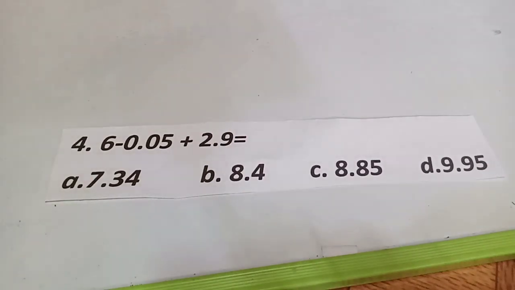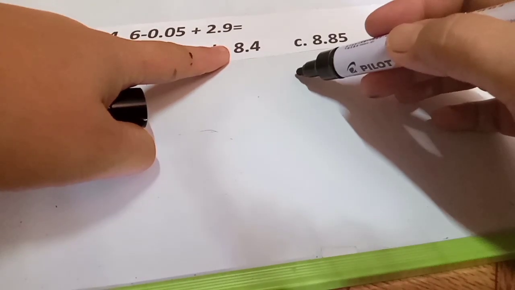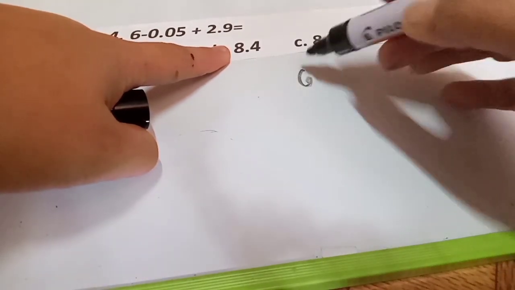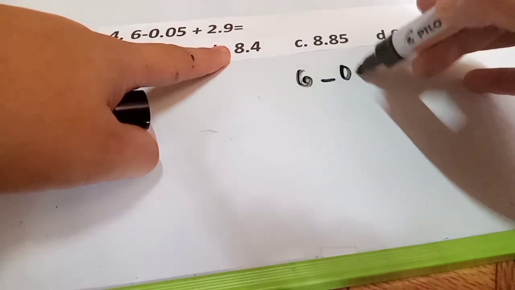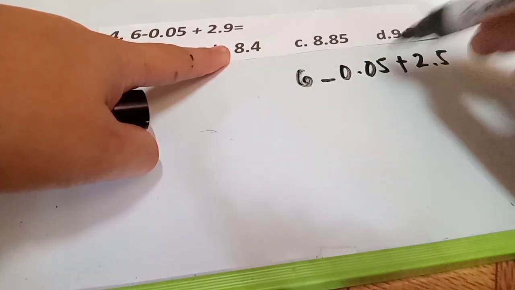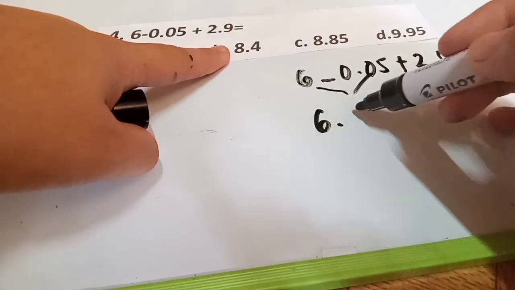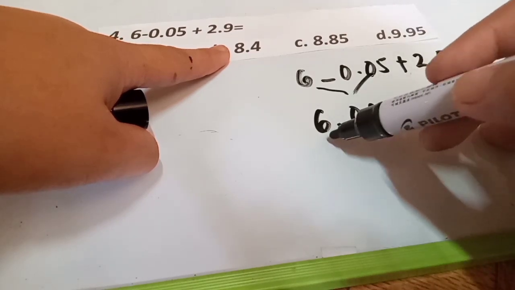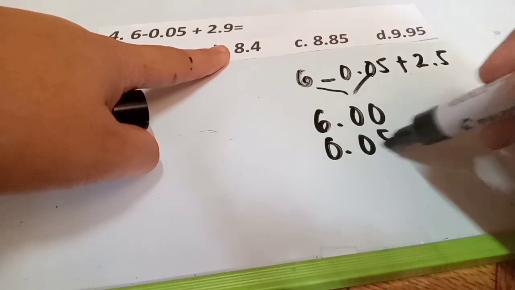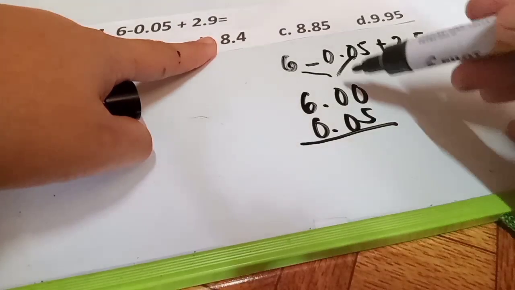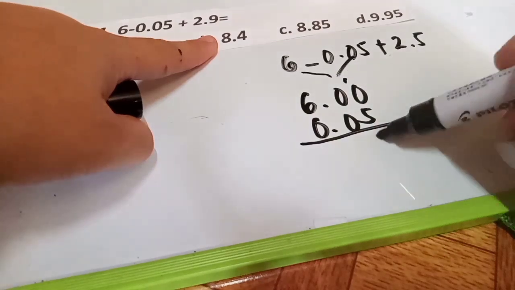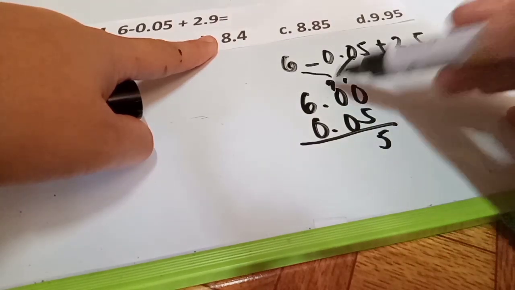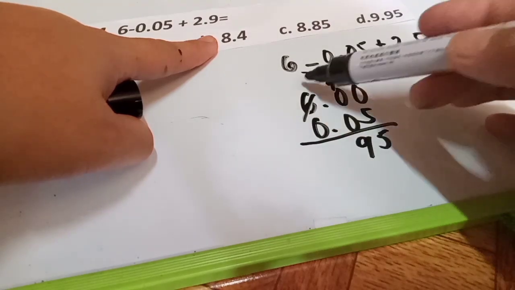6 minus 0.05 plus 2.9. So, this is already a decimal. Automatically, if you subtract 0.05 from 6, you add 0, 0 and then put a decimal point. Then after that, this will become 10, 5. This will become 9, 9. And then this will become 5.